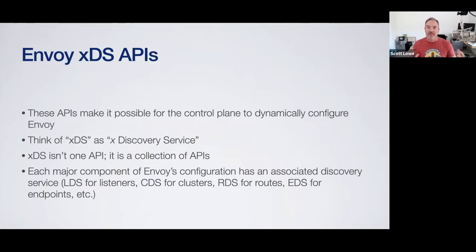So we have a cluster discovery service. We have a listener discovery service, an endpoint discovery service, a route discovery service, et cetera, right? And so rather than referring to the CDS and the EDS and the LDS and the SDS and the RDS and so on, we just refer to these things as the xDS APIs, X being something, right? And so every major component of Envoy, every major configuration option, has a discovery service API that you can use to pass information down to Envoy from a control plane.